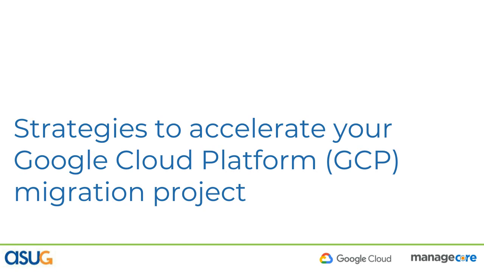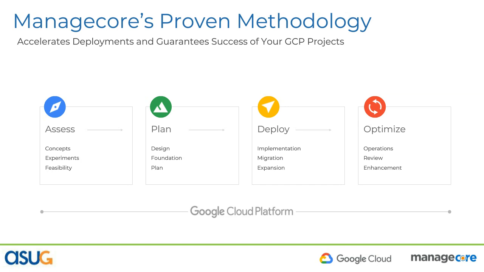Now I'm going to talk a little bit about the strategies to accelerate your GCP migration project. Utilizing Managecore's proven methodology, we're able to accelerate deployments and guarantee success of your GCP projects. We start with an assessment of your environment, and this is critical to any successful project, and I'll get into the details in a little bit here. This is where we help design and architect how to migrate either your on-premise environment or your current hosted environment to GCP. This will set the stage for how we're going to transfer the data, and what type of environments we're going to spin up in GCP, including networking and HA and DR.